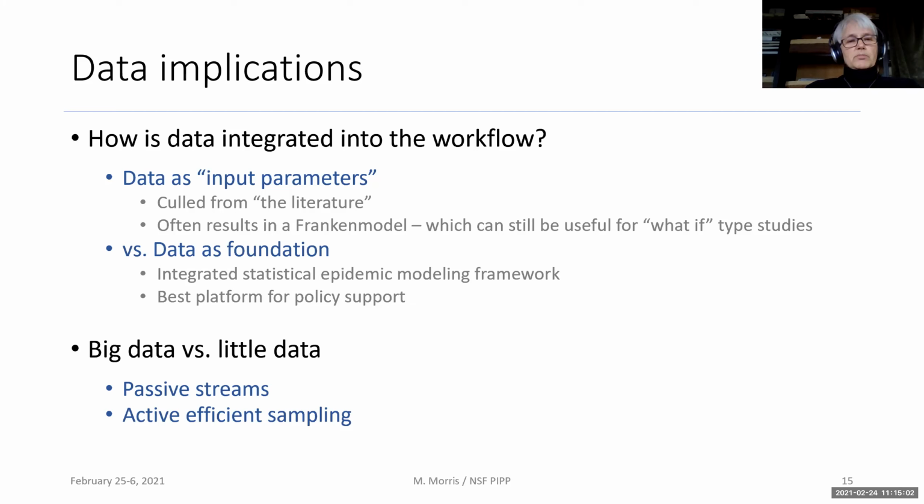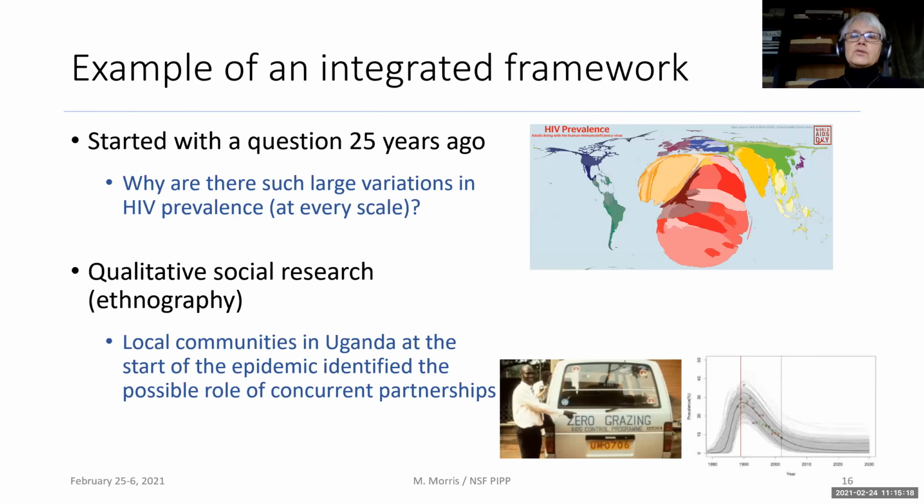There's also a difference between big data and little data. And while I think a lot of people are very interested in the huge passive streams of big data that are now available, I think there's still a large role that can be played by active, efficient sampling, the little data. So I'm going to give you an example of one of these integrated frameworks for statistical epidemic modeling that started with a question in our lab about 25 years ago, which was, why are there such large variations in HIV prevalence at every scale?